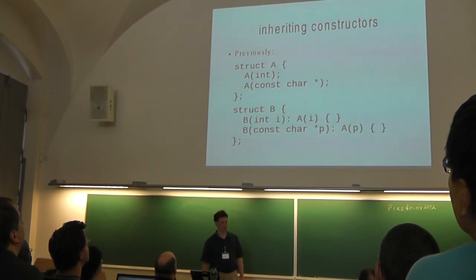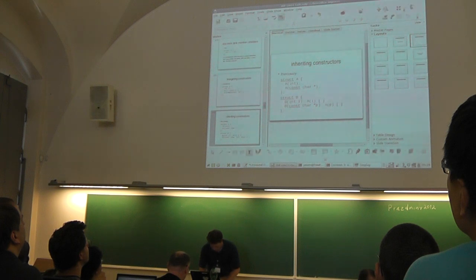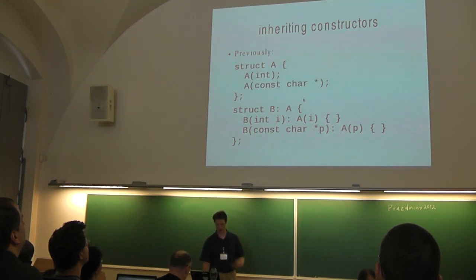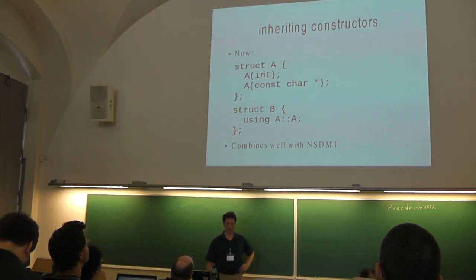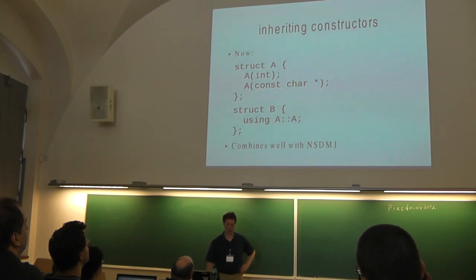Inheriting constructors is a way to avoid writing a lot of boilerplate in derived classes. In your derived class, you can say using the base class, and it'll just delegate to the base class constructors appropriately. Now, if you have more data in your derived class than just the base class, you can use non-static data member initializers to get those initialized.